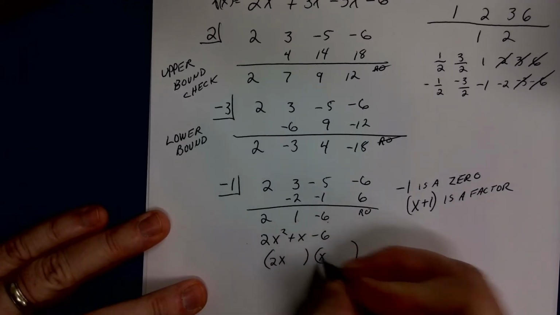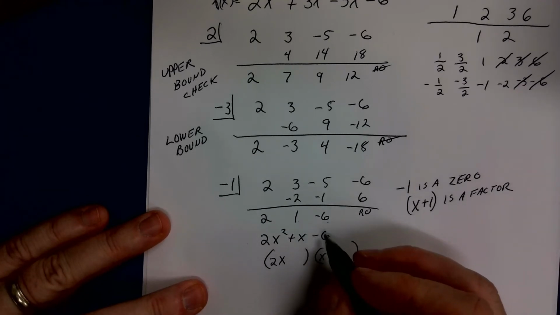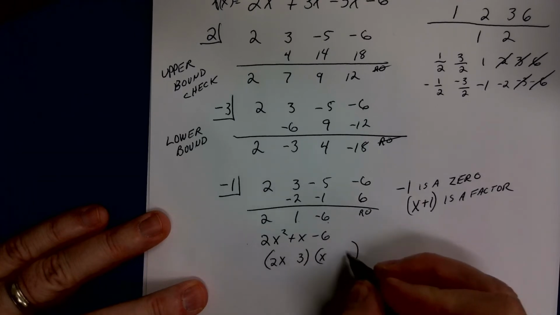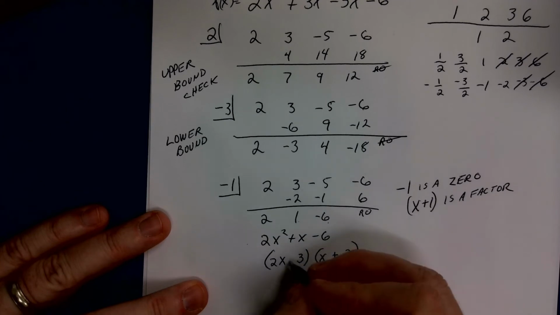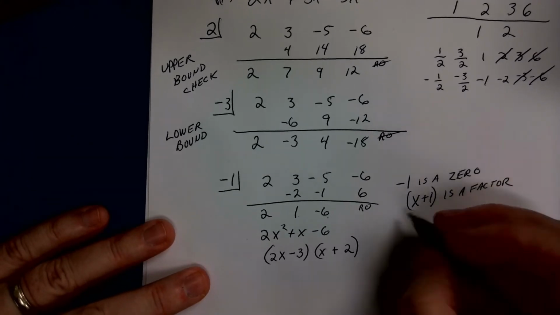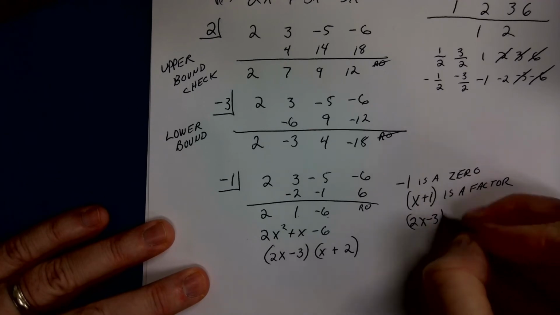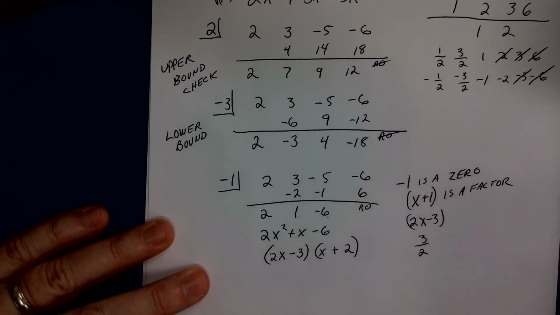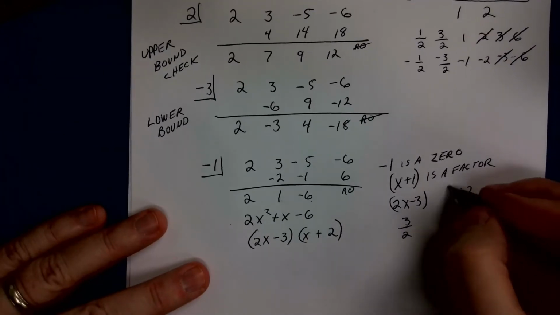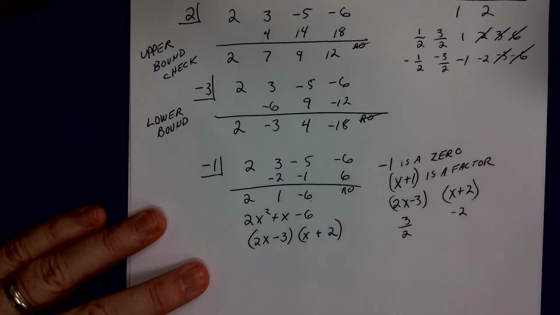So 2x and x. Factors of 6 are, of course, 3 and 2. And if I put the 3 here and the 2 here, and I make that a plus and that a minus, you can see that I get 2x times x, which is 2x squared. Outside is 4x, inside is negative 3x, which adds up to 1x. And negative 3 times positive 2 is negative 6. So that works, which means 2x minus 3 is a factor, and 3 halves is a 0. And x plus 2 is a factor, and negative 2 is a 0.